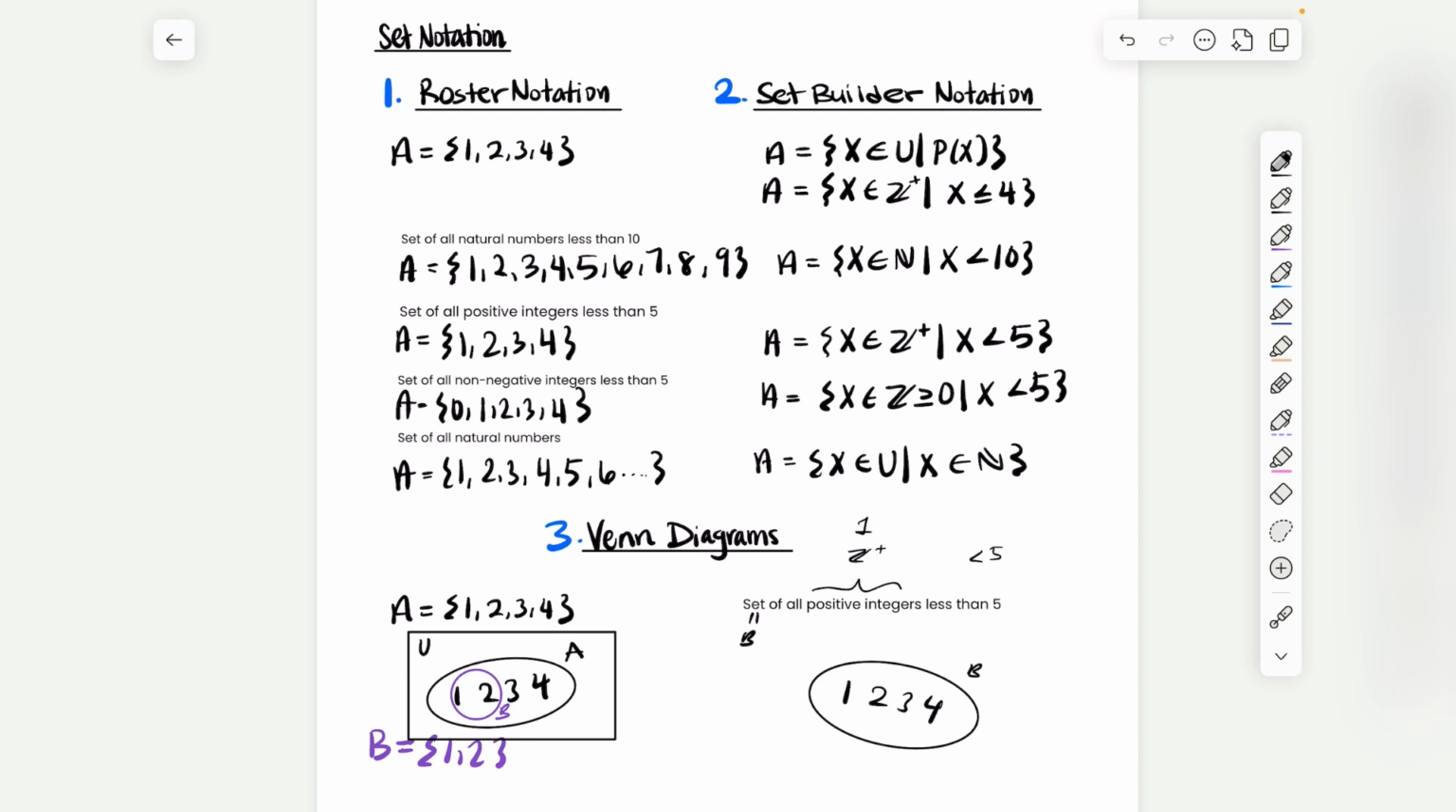And so this would be the universe of all numbers. You can do the same thing here, have a U. So it's like the universe of all numbers, this is set B. And the universe of all numbers, this is set B and this is set A.